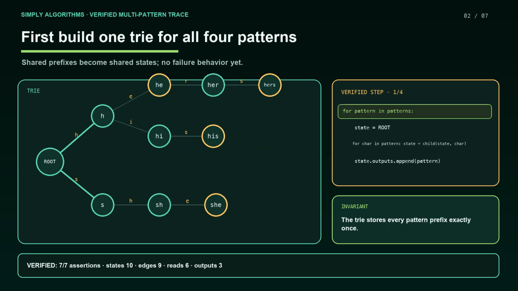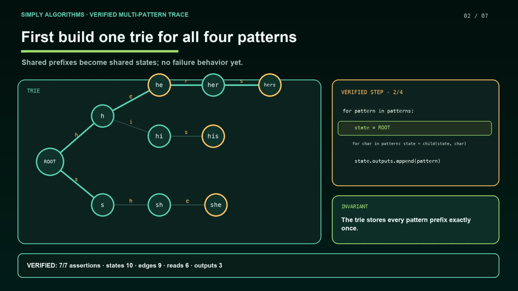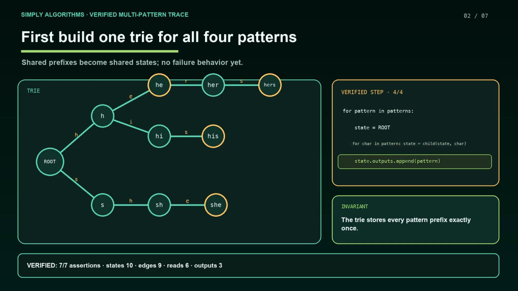Insert the 4 patterns into one prefix tree. The H branch contains he, hers, and his. The S branch contains she. Our verified structure has 10 states, including root and 9 labeled tree edges. Terminal states store their own pattern. At this point, a missing edge still has no recovery path.